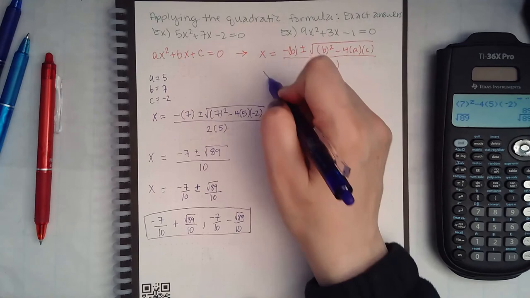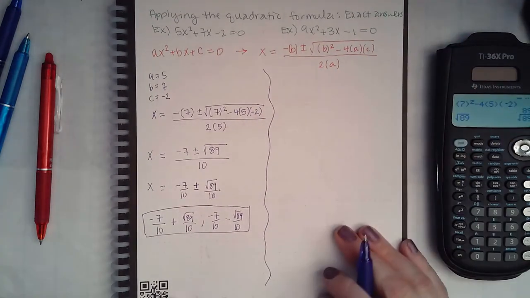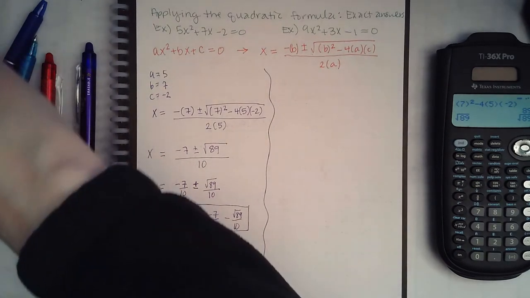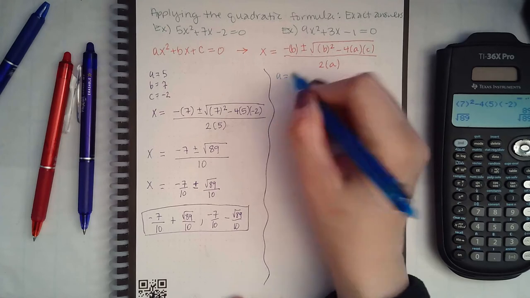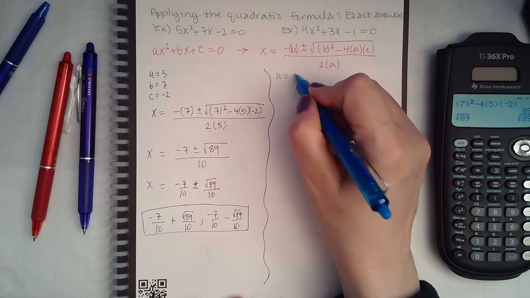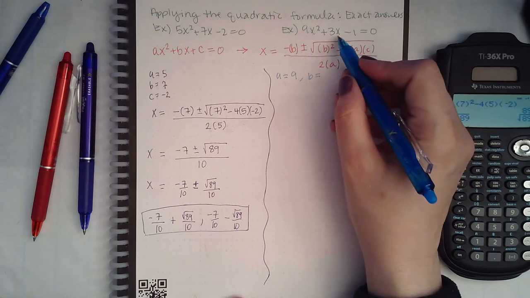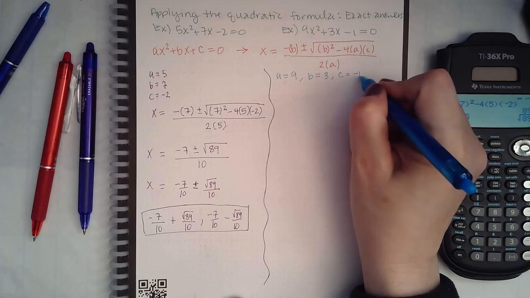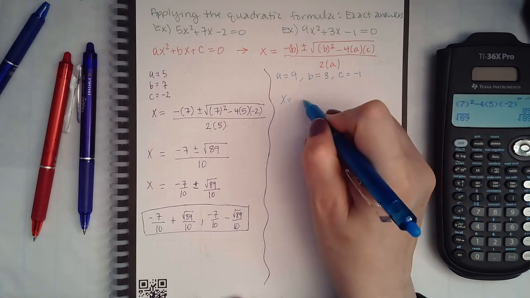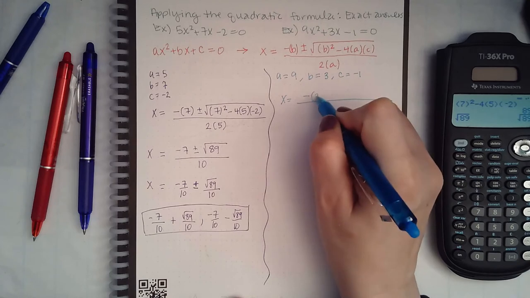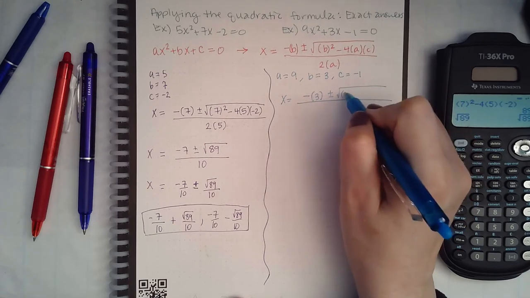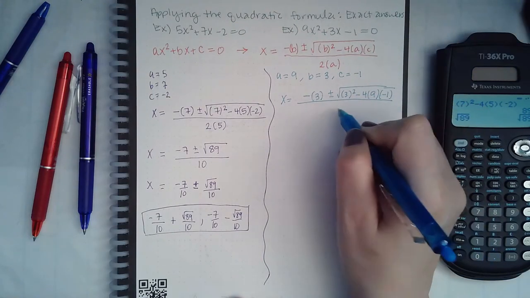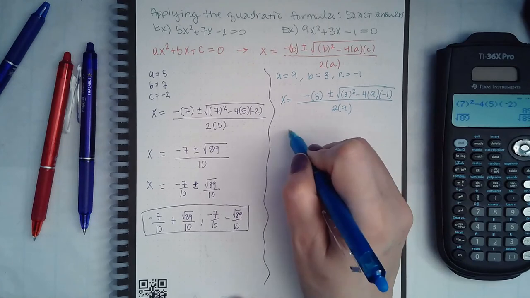So now I'm going to do the same process, but we have a new quadratic, which means I'll have new values. So here my a value, the coefficient of x squared, is positive 9. My b value, the coefficient of x, is positive 3, and my c value is the constant, which is negative 1. So let's plug everybody into the formula. Negative 3 plus or minus the square root of 3 squared minus 4 times 9 times negative 1, over 2 times 9.